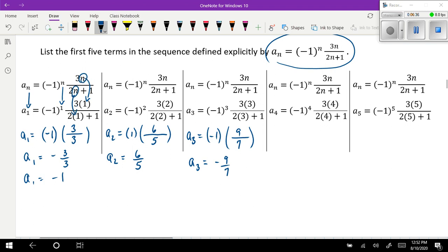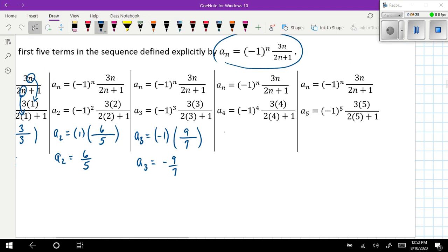And moving on to a sub 4, I'm seeing a sub 4 is equal to negative 1 to the fourth. That's going to give me a positive 1. Multiplied again by this fraction. 3 times 4 on the top gives me 12. On the denominator, 2 times 4 is 8, plus 1 is 9. So a sub 4 is just 12 over 9. And if you'd like to reduce 12 over 9, both the 12 and the 9 divide by 3. So my a sub 4 could be called 4 over 3 if you want to.